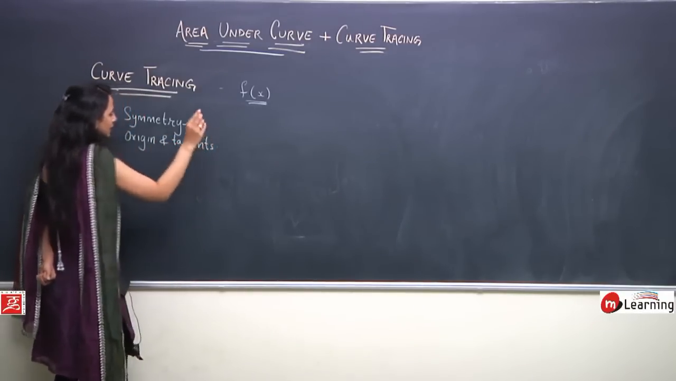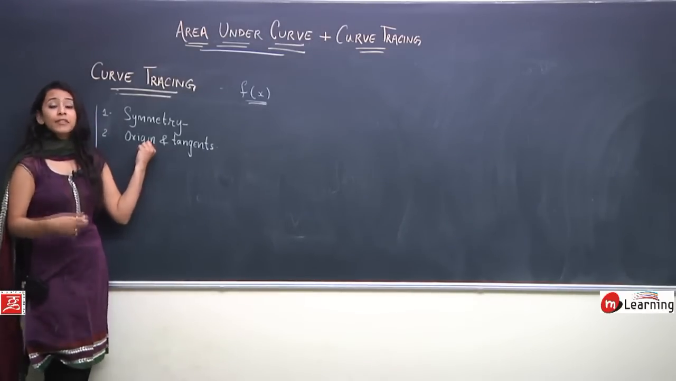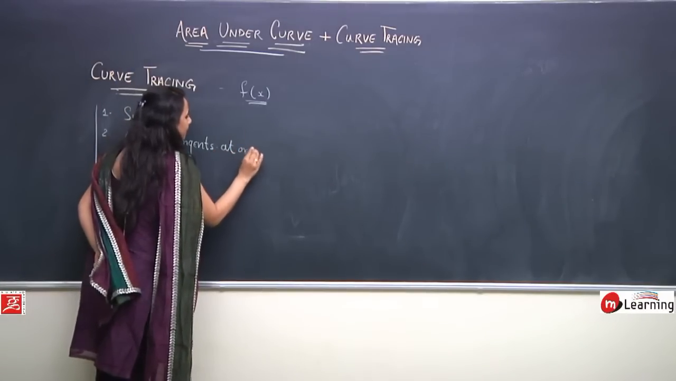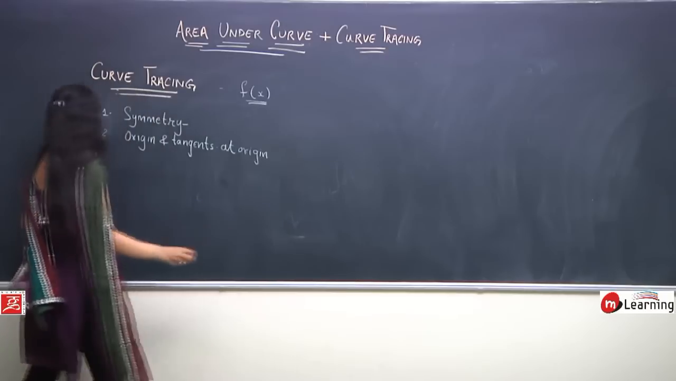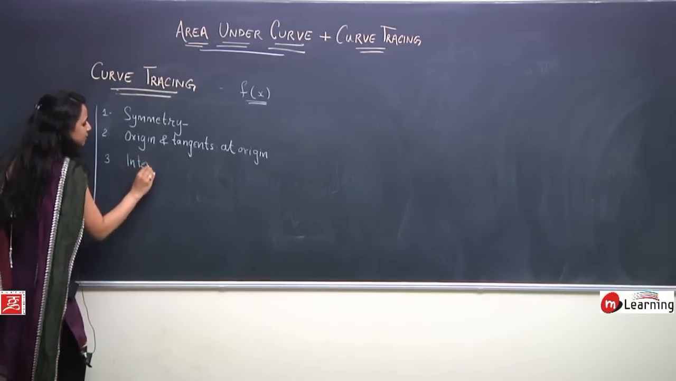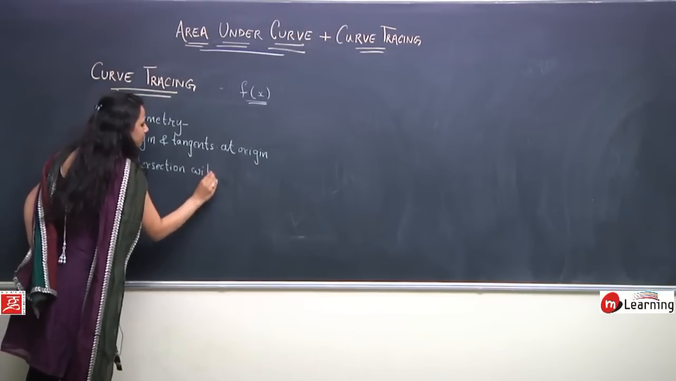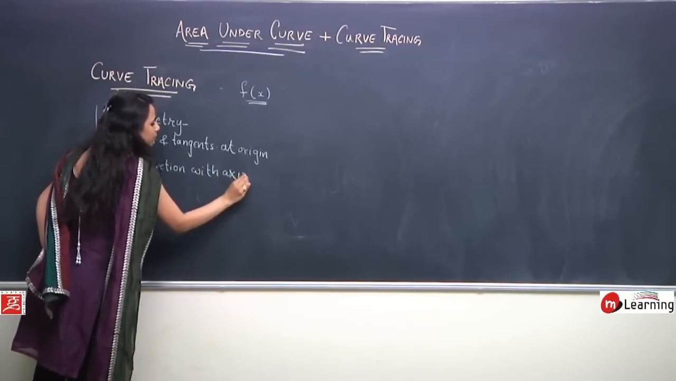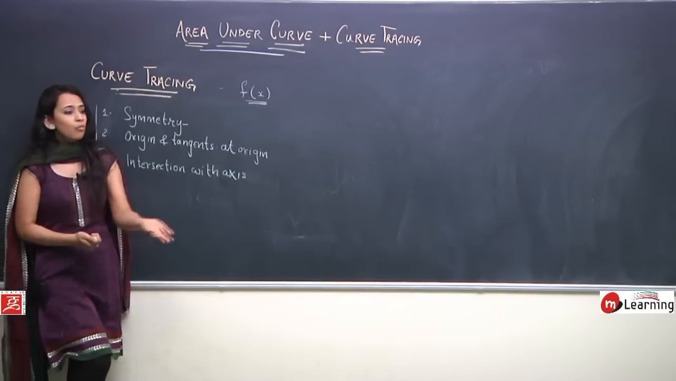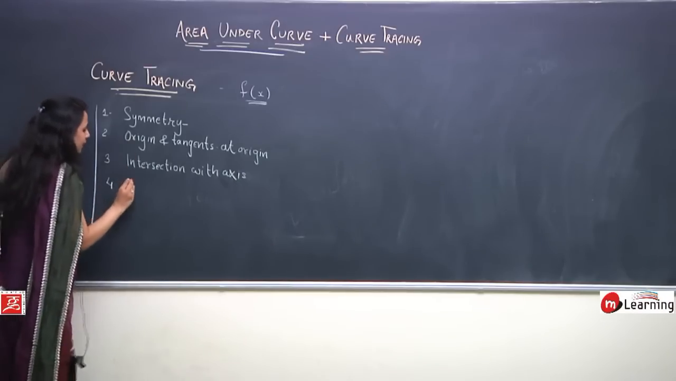The next characteristic we should find out is whether the curve passes through origin, and if it does, what are the tangents at origin. The third we can find out is the intersection of the curve with axis. So we can find out whether the curve intersects x or y axis, and if it does, what are the points of intersection.